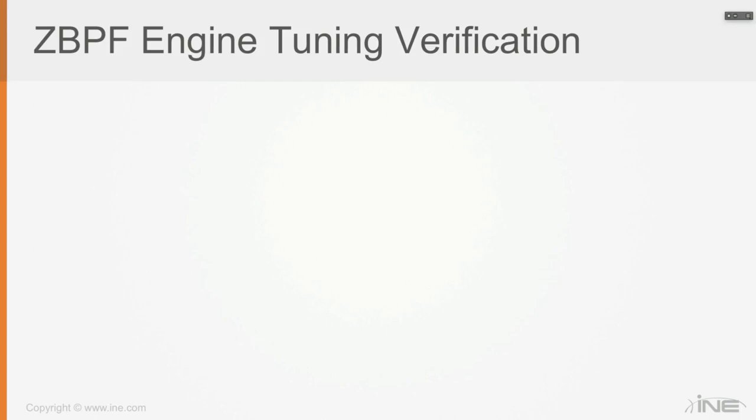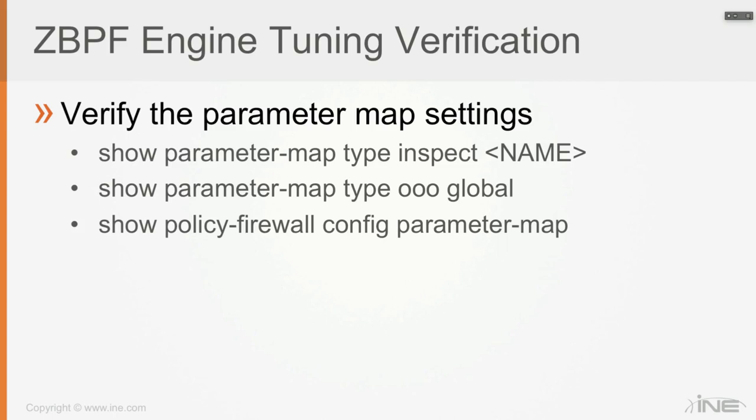Verification wise, we verify the parameter map settings with the command show parameter map type inspect and the name of the map, or with show parameter map type ooo global for the OOO type parameter map, or with the new command show policy firewall config parameter map. So the first two commands are, let's say, the old commands. The last one, show policy firewall config parameter map, is the new command to verify your configured and default parameter map settings.